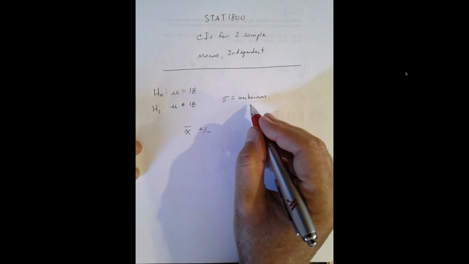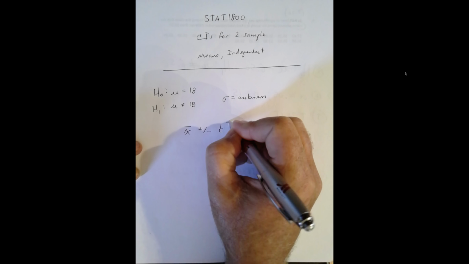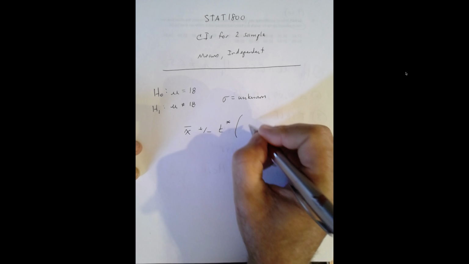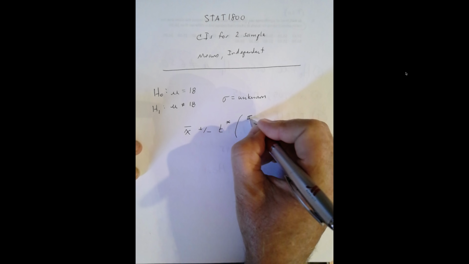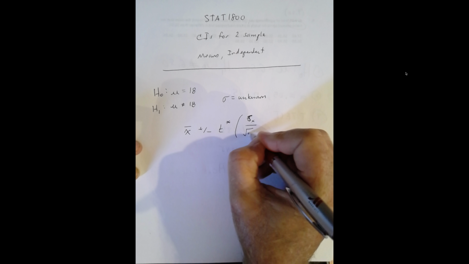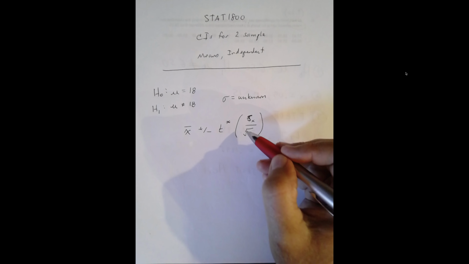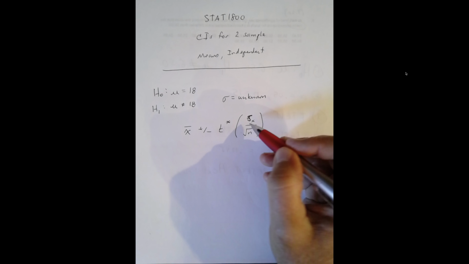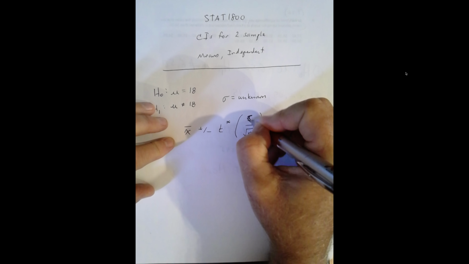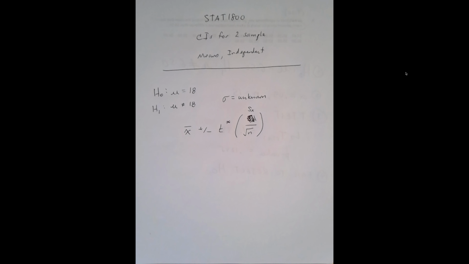And since the population standard deviation is unknown, I would have my t critical, and I would have my standard error. And guys, that's S sub x.